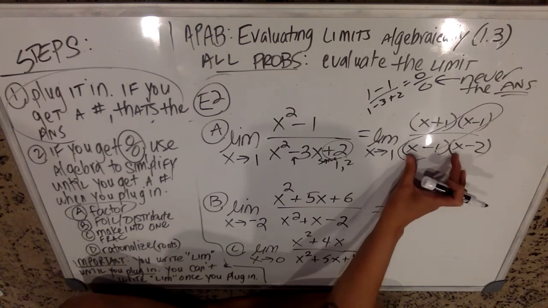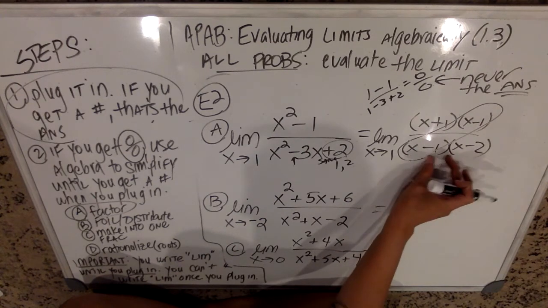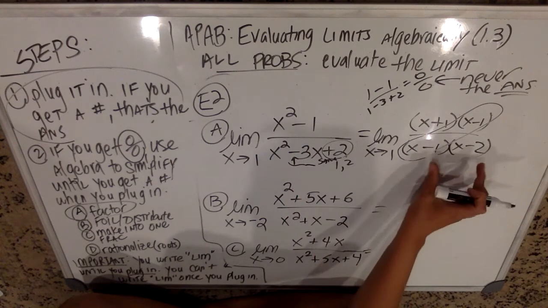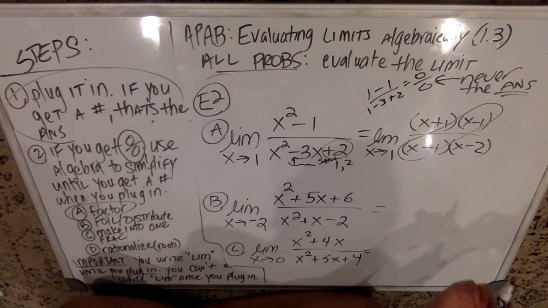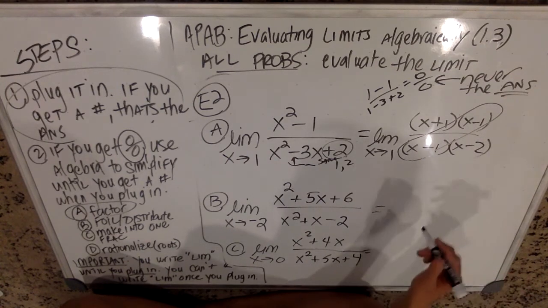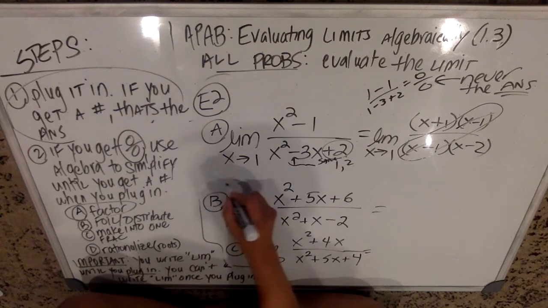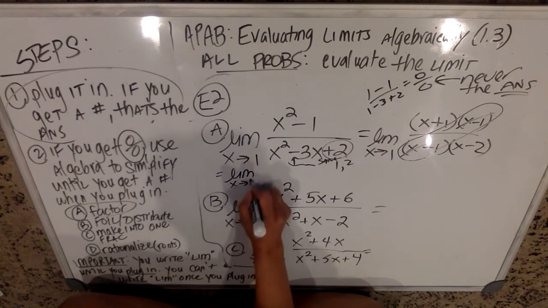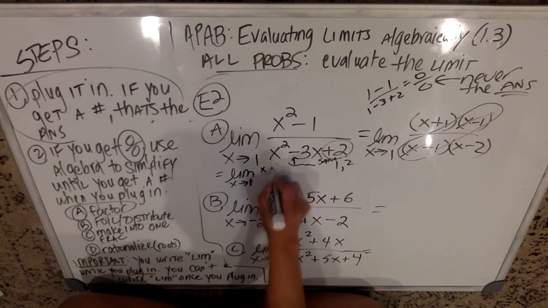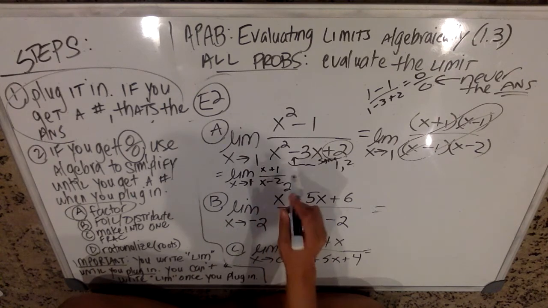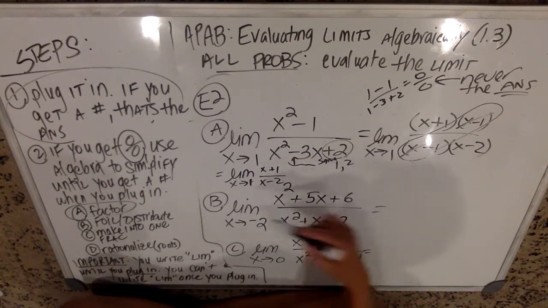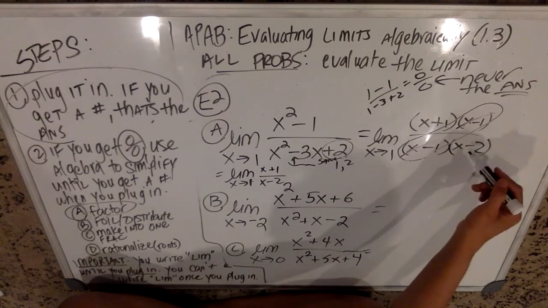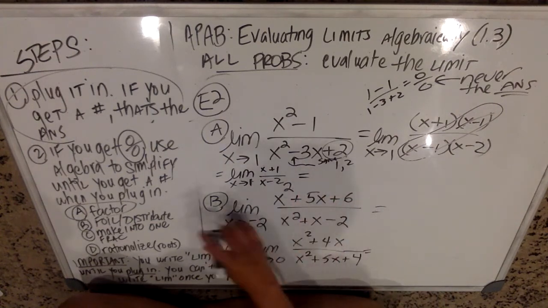If I FOILed this, I'd get x squared, a minus 2x and a minus 1x, which is totally minus 3x, and then a plus 2. And I know the top was a difference of squares pattern. So I noticed that the x minus 1's cancel, and I now get that this is the limit as x approaches positive 1, rather, my bad, of x plus 1 on top of an x minus 2. Notice that I'm still writing limit because I haven't plugged in here. There are x's, not numbers. Now I'm all clear to plug in, though.